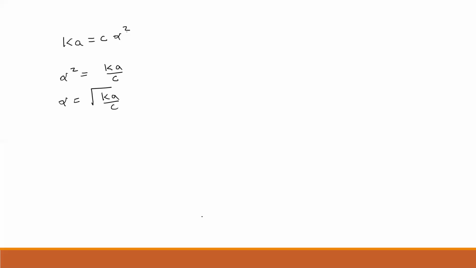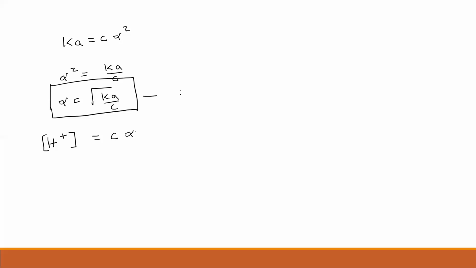So this is nothing but the degree of dissociation. The degree of dissociation is square root of Ka by C. From here we can calculate the concentration of H plus. From the previous slide we know that the concentration of H plus is C alpha. Substitute the value of alpha here.